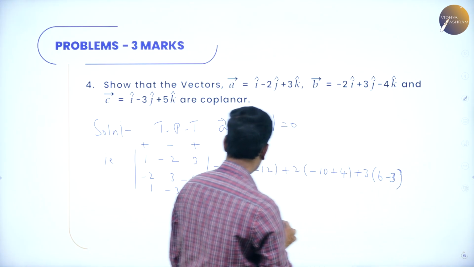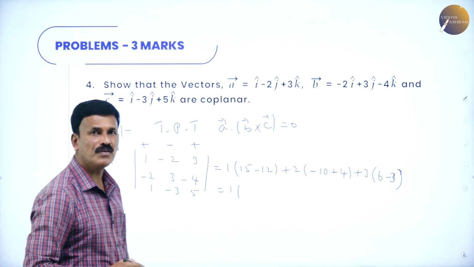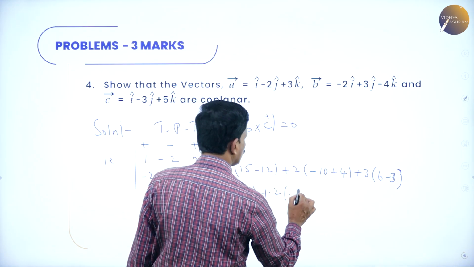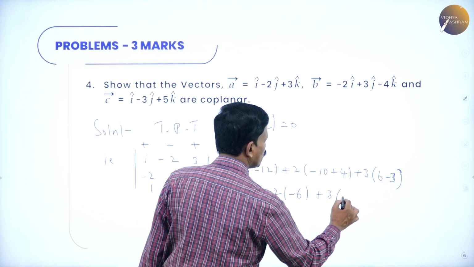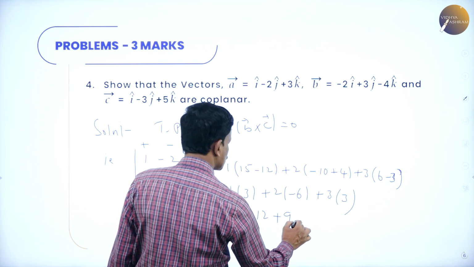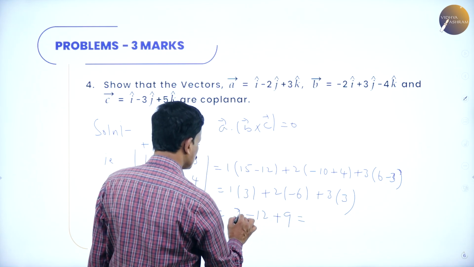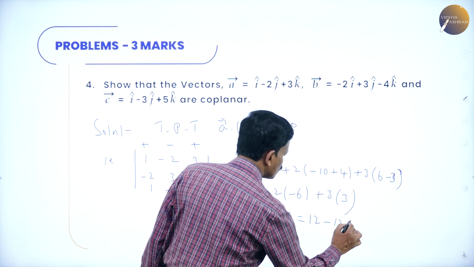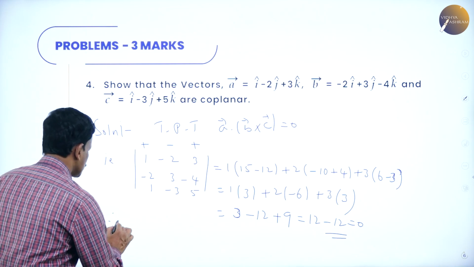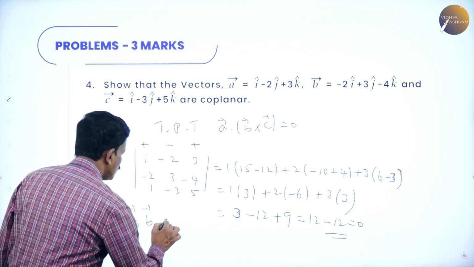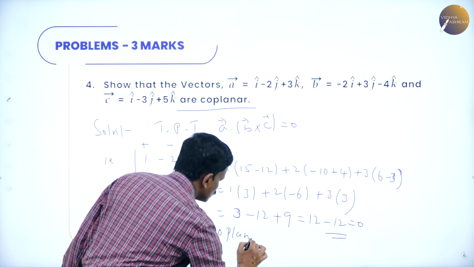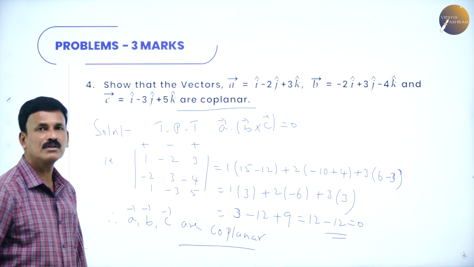Now, this is equal to 1 into 15 minus 12 is 3, plus 2 into minus 10 plus 4 is minus 6, plus 3 into 6 minus 3 is equal to 3. Now, this is 3, 2 sixes are 12, plus 3 threes are 9, 3 plus 9 is 12 minus 12 is equal to 0. So, A dot B cross C is equal to 0. Therefore, the vectors A, B and C are coplanar vectors.